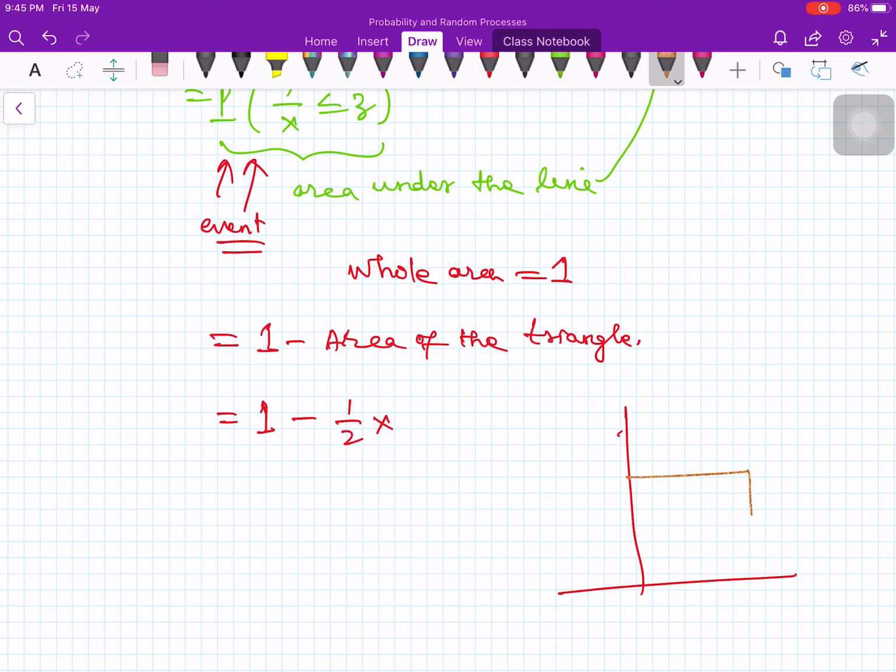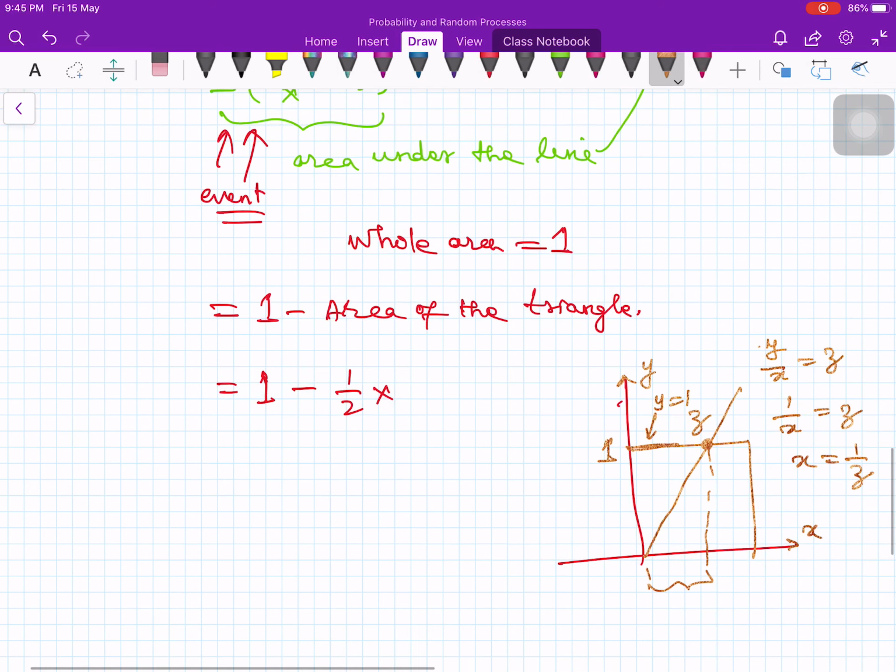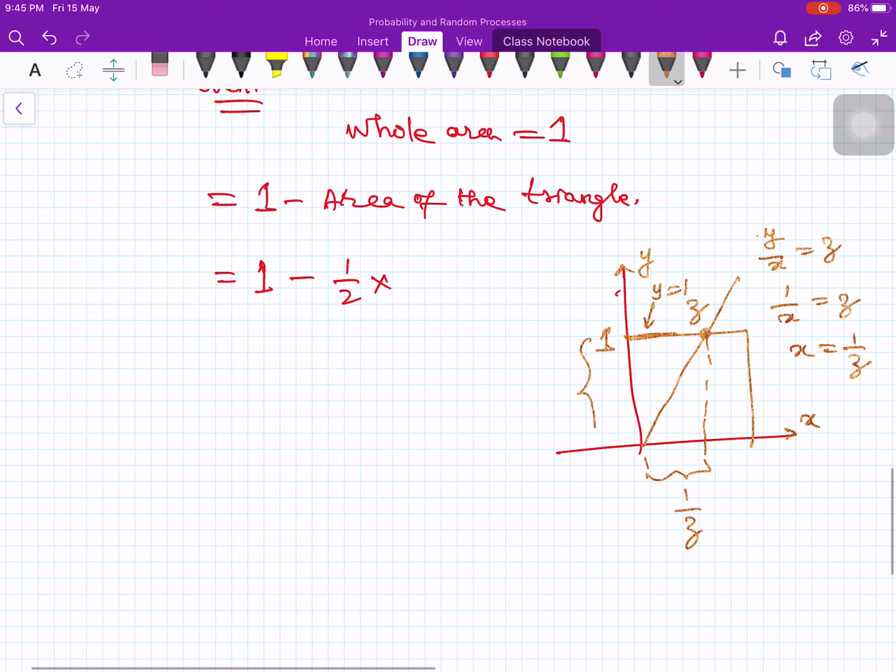So 1 minus the area, which is 1/2 times base times height. Let me draw the figure again here. The line is like this. Now it is intersecting at this point. This is z, and this is y, and this one is x, and this is 1. So y by x equal to z, and what is the y value in this line? In this line y equal to 1. So 1 by x equal to z. Therefore x equal to 1 by z. So this width is 1 by z, and this width is 1. Therefore 1 times 1 by z. So the CDF is going to be 1 minus 1 by 2z. So this is the CDF of z for the case z greater than or equal to 1.